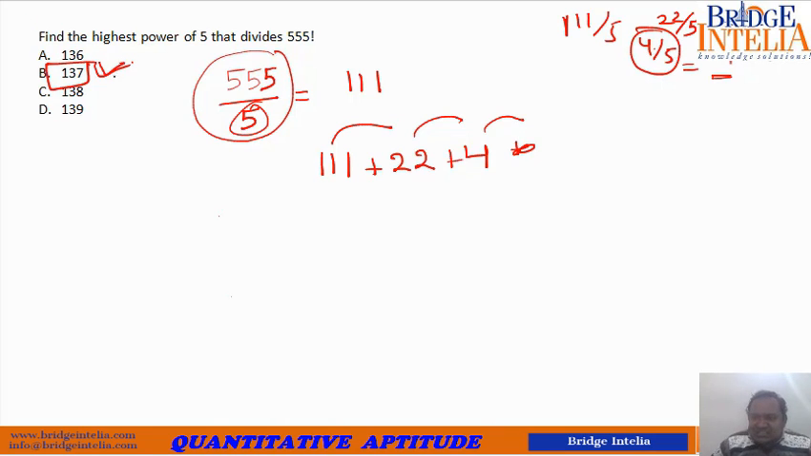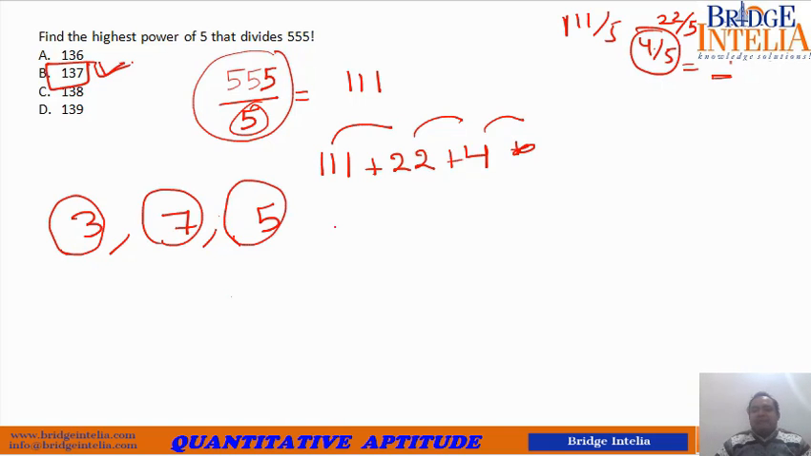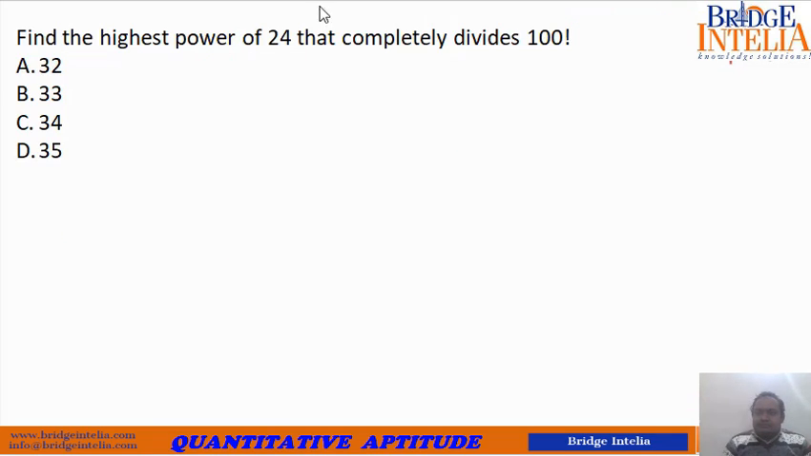Please mind, in the last 3 examples, the numbers that were given were 3, 7 and 5. So all these numbers are prime numbers. That's why this logic is applicable. What happens when the number is not a prime number but rather a composite number? Then how do we approach it? So let's see.